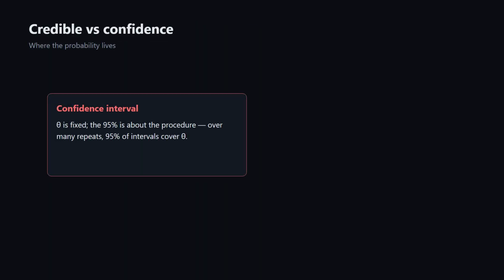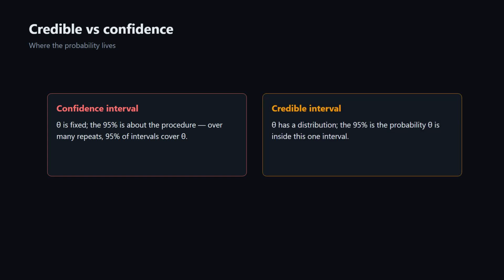Recall the frequentist confidence interval. The 95% described the procedure, not the single interval. The credible interval puts the probability on the parameter, because to a Bayesian, the parameter has a distribution.